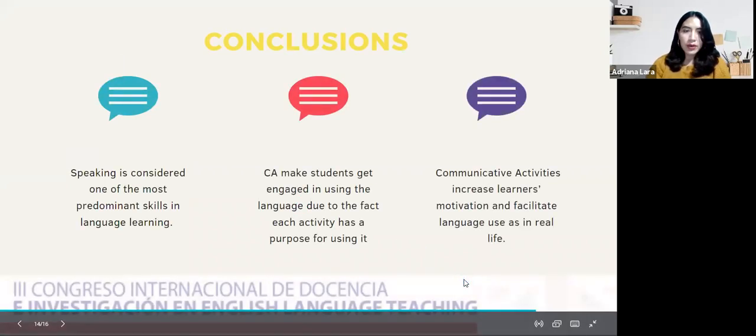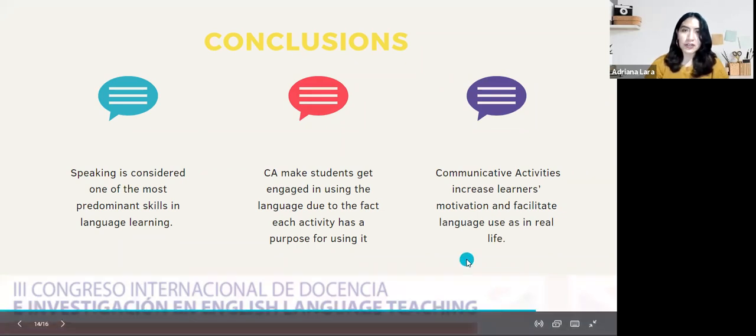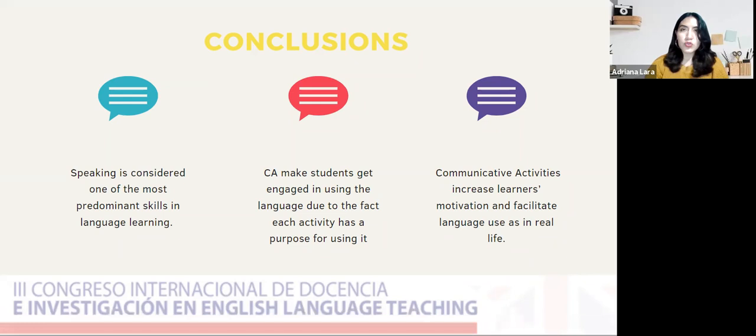And let's talk about conclusions. So talking about the main conclusion of this research, it's that speaking is considered one of the most predominant skills in language teaching. It is considered a productive skill which students use to communicate to each other. In this regard, researchers have carried out various studies to identify which methods, strategies, and techniques will help students develop their ability to communicate.